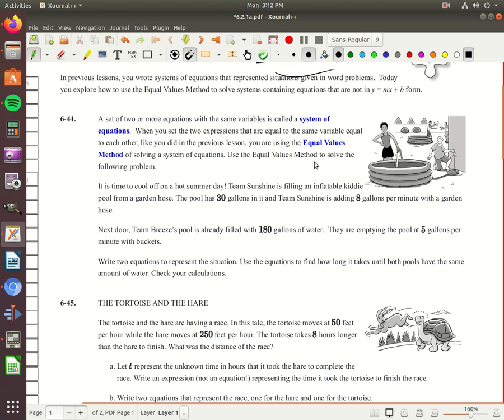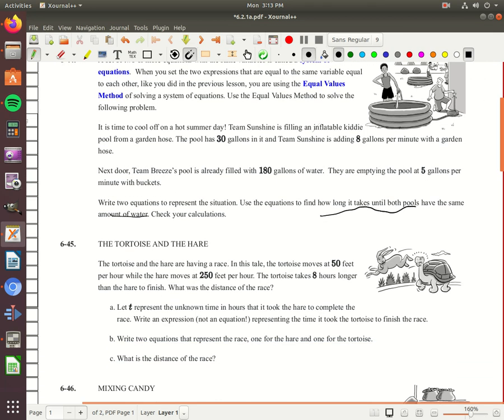Use the equal values method to solve the following problem. It is time to cool off on a hot summer day. Team Sunshine is filling an inflatable kiddie pool from a garden hose. The pool has 30 gallons in it, and Team Sunshine is adding 8 gallons per minute with a garden hose. Next door, Team Breeze's pool is already filled with 180 gallons of water. They're emptying the pool at 5 gallons per minute. Write two equations to represent the situation. Use the equations to find how long it takes until both pools have the same amount of water.